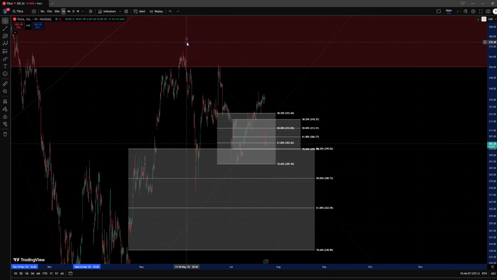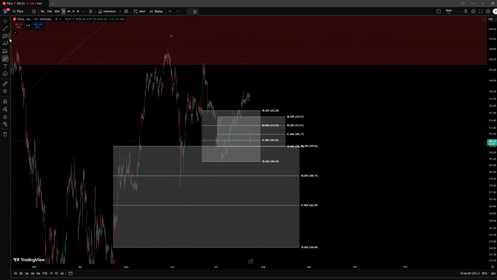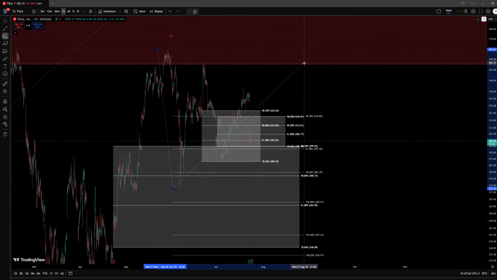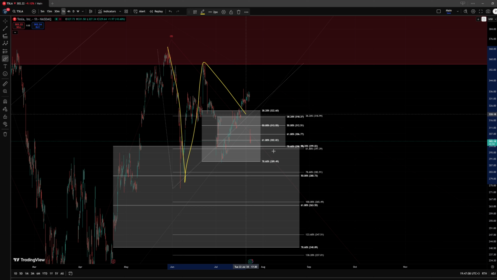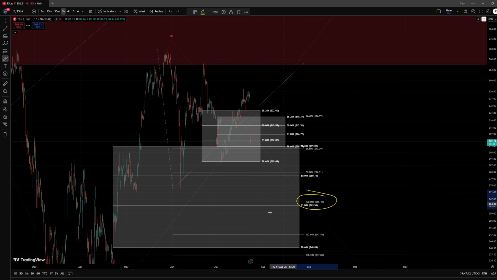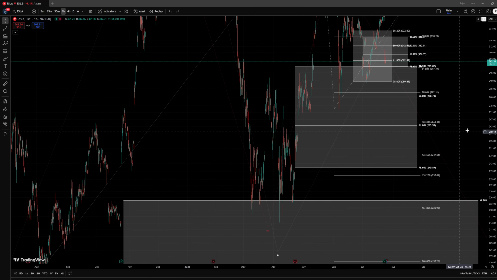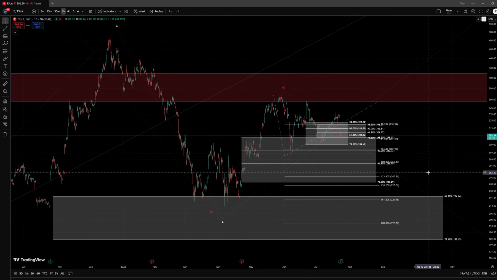Now, with that said, in anticipation of a possible breakdown, I can give you an ideal target for the extension for this C wave. So if we had an A, B, C, I would be looking at an ideal target of around the 100% extension, around $265.